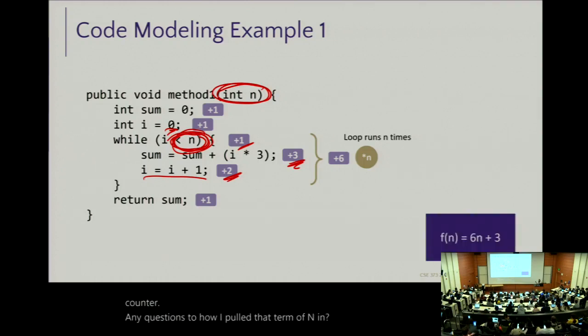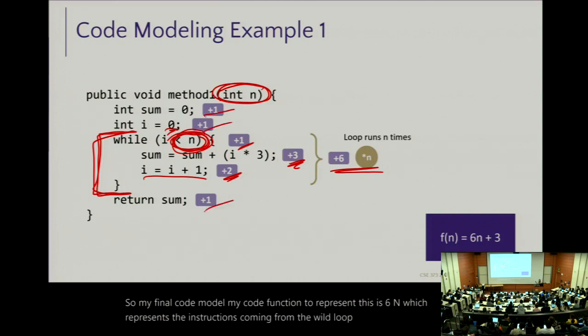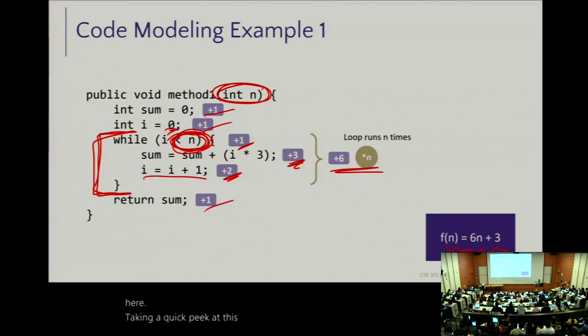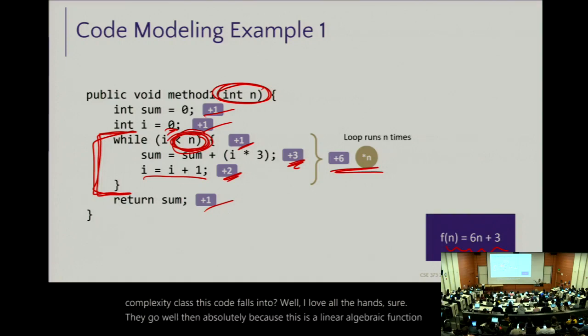No? So my final code model, my code function to represent this, is 6n, which represents the instructions coming from the while loop, plus 1, 2, 3 of the little items that are outside of the loop. And I end up with this nice algebraic function here. Taking a quick peek at this algebraic function, does anyone want to guess which complexity class this code falls into? Oh, I love all the hands. Sure. Big O of n, absolutely, because this is a linear algebraic function. Aha, we're heading in a direction, yeah?